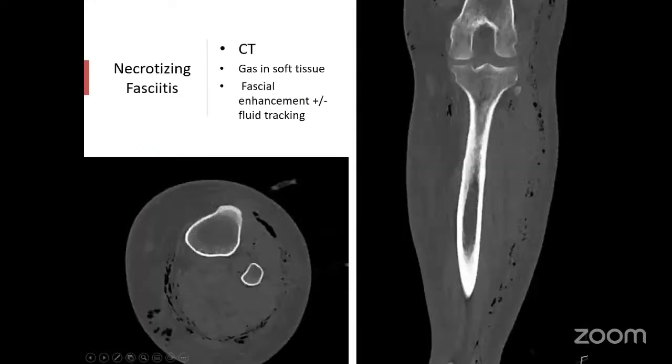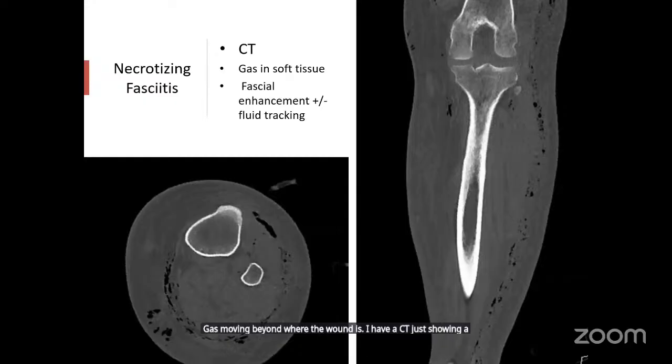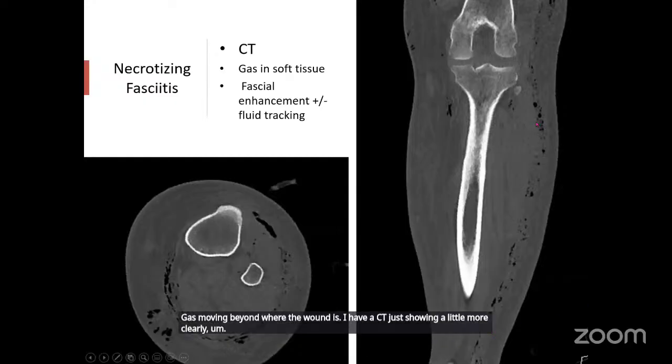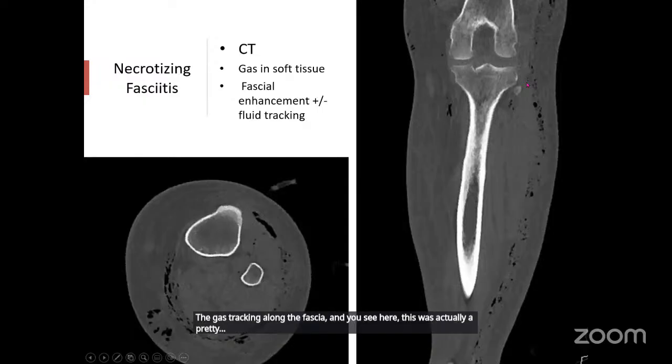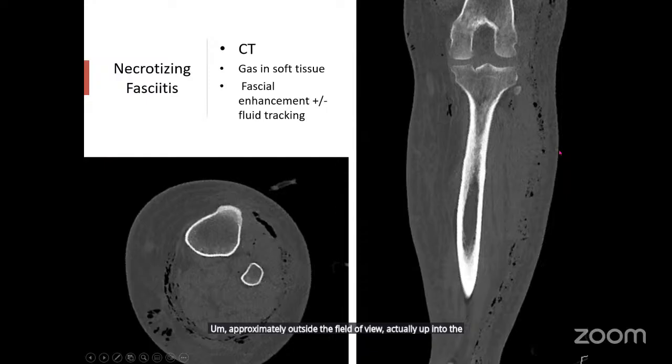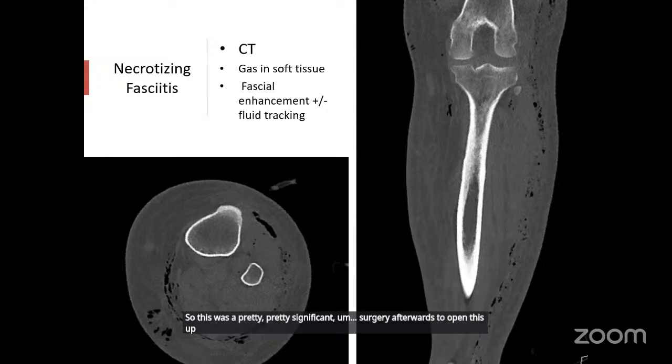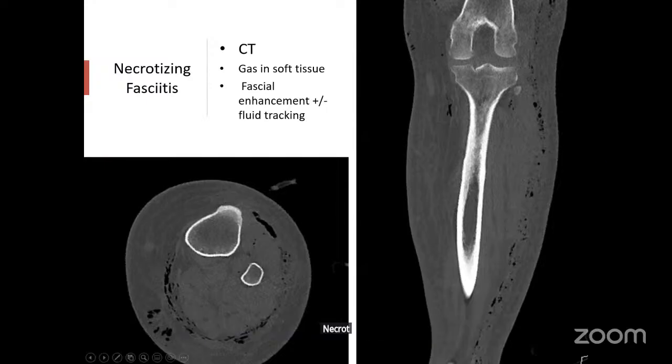And we have a CT just showing a little more clearly the gas tracking along the fascia. And you see here, this was actually a pretty advanced case. I think this had been there for a while. This is actually where one of the ulcers was, kind of in the mid leg, and this had tracked proximally, outside the field of view, actually up into the thigh. So this was a pretty significant surgery afterwards to open this up and try to treat this necrotizing infection.